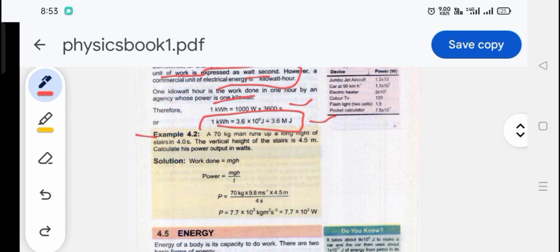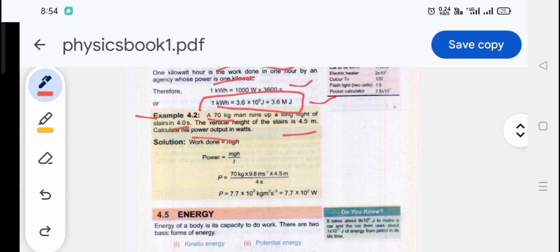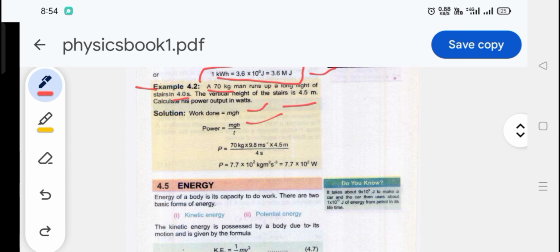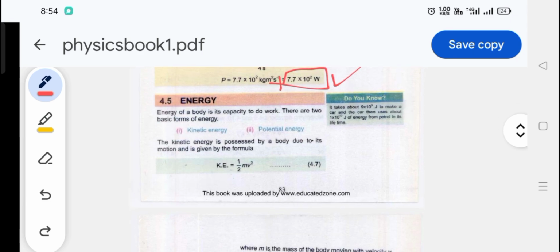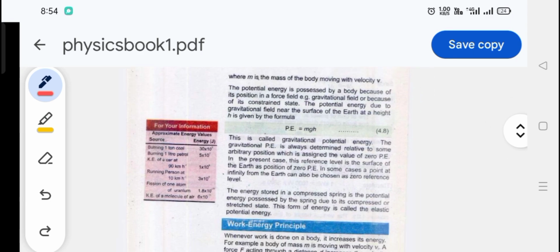Now we will see example 4.2. A 70 kg man runs up a long flight of stairs in 4 seconds. The vertical height of the stairs is this. Calculate his power in watts. We know that work done is equal to mgh, so power is equal to mgh over t. Putting the values of m, g and h, we get power is equal to 7.7 multiplied by 10 raised to the power 2 watts.